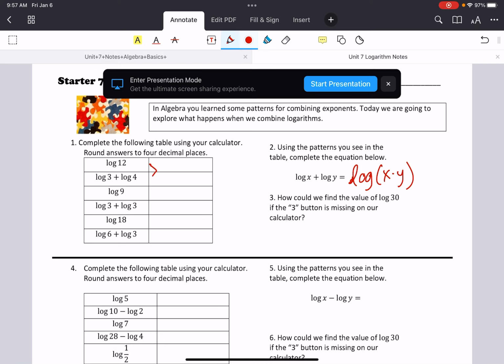So hopefully the decimals you got when you typed them in, those two were the same, right? Okay, good. So how could we find the value of log 30 if the 3 button is missing on our calculator? Go ahead. Log 15 plus log 2. You got it. Did anybody get something different? Great. Good job, you guys.